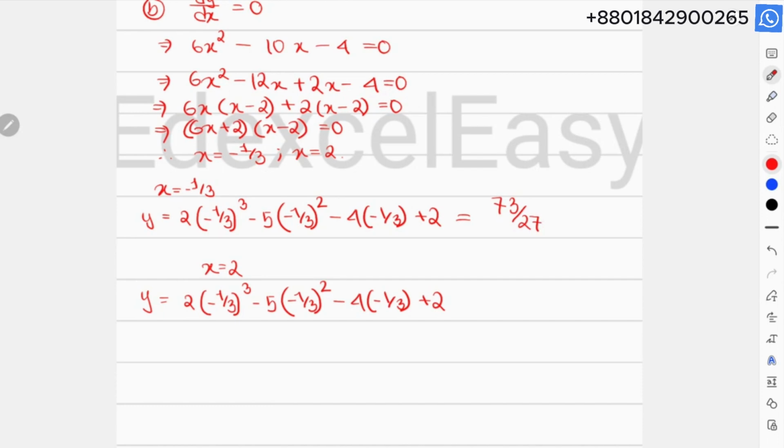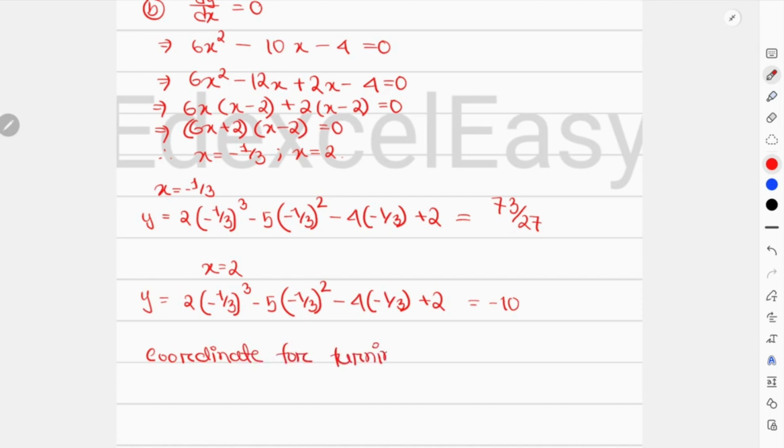And then again, if you do the same equation with 2, you're going to get minus 10. Right, so the coordinates for the turning points are: the first one is minus 1 over 3 and 73 over 27, and the second one is 2 with minus 10.